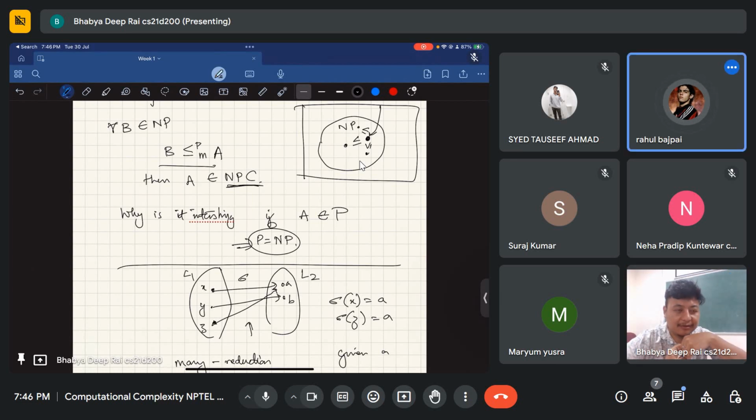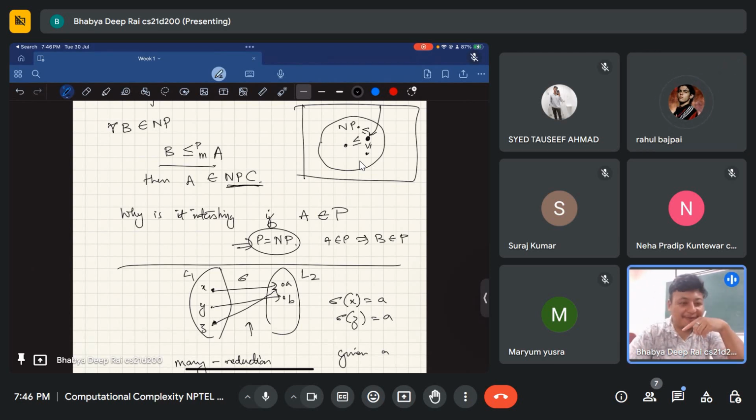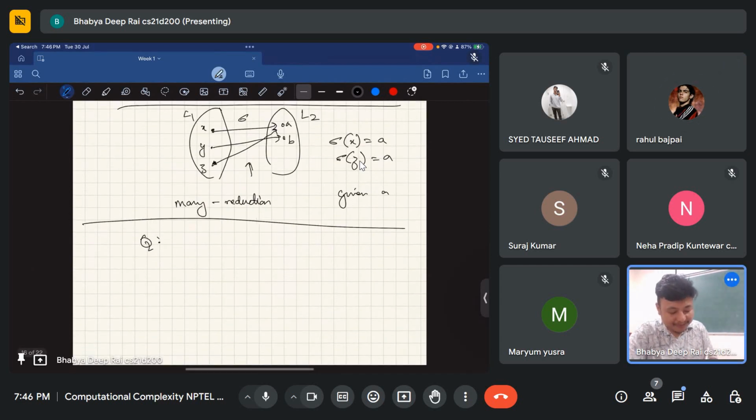So that is what the doubt comes from. If A belongs to P, that means by the same reduction function, I can also solve B in P. Exactly. If it was invertible. Yes. If it was invertible. Good. Right.